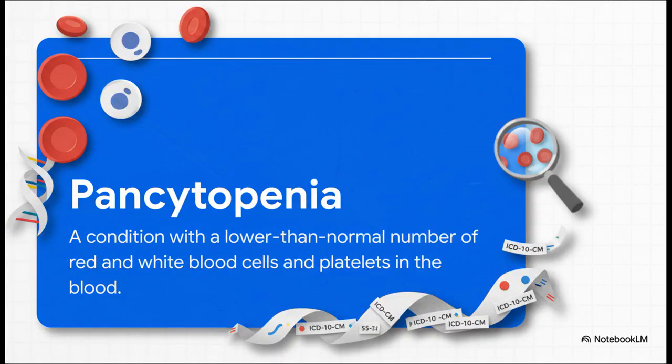So what happens if it's not just one type of blood cell that's running low? Well, that's where pancytopenia comes in. You can think of it as a kind of triple threat. You've got low red cells, low white cells, and low platelets. This usually points to a much bigger, more systemic problem, often starting right in the bone marrow.